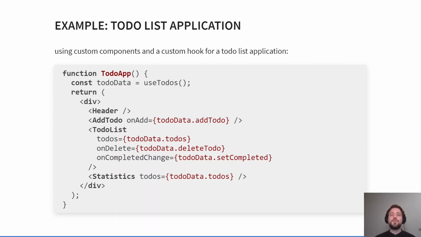There's addToDo, which displays a form and which may trigger an onAdd event. There's ToDoList, which displays the list of to-dos. This component receives the to-dos via a property, and it can trigger two events, onDelete and onCompletedChange. And there's Statistics, which also receives the to-dos via a property.